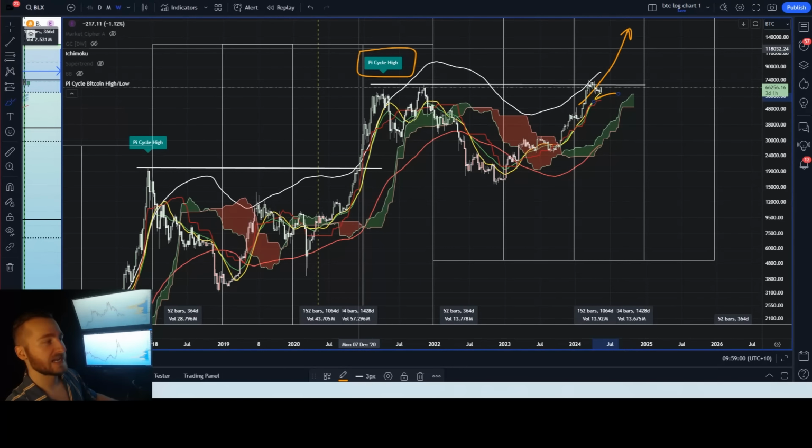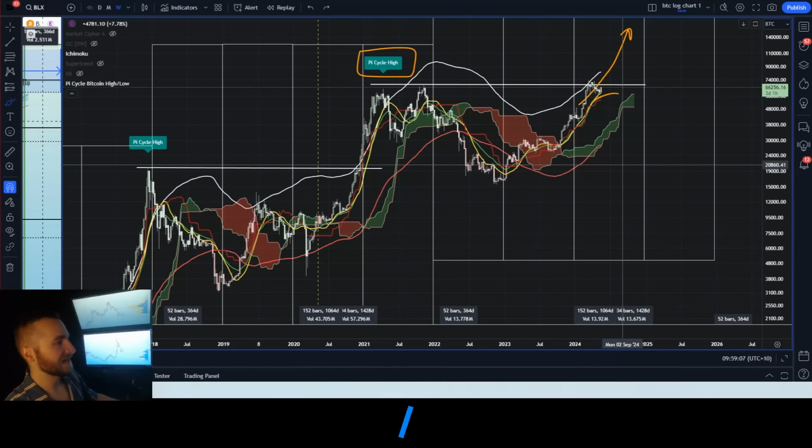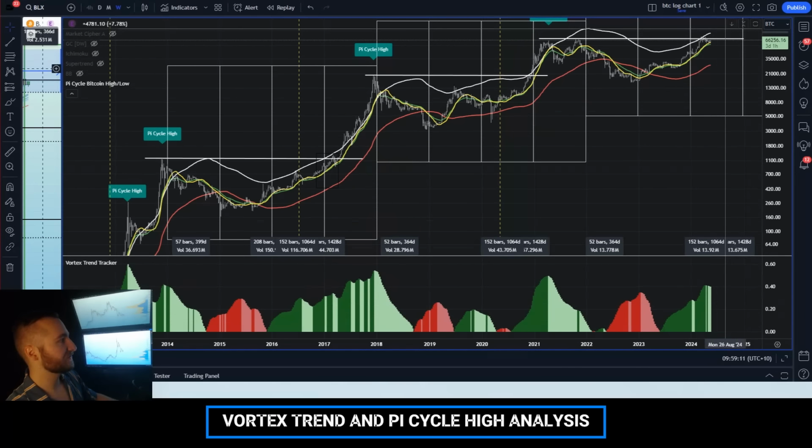And number two, if we were to break down below these pi cycle midlines, we would see an early top or a continuation into a macro downtrend. Now that is just one thing. What we can do and take it a step further is we can use the Vortex trend indicator.